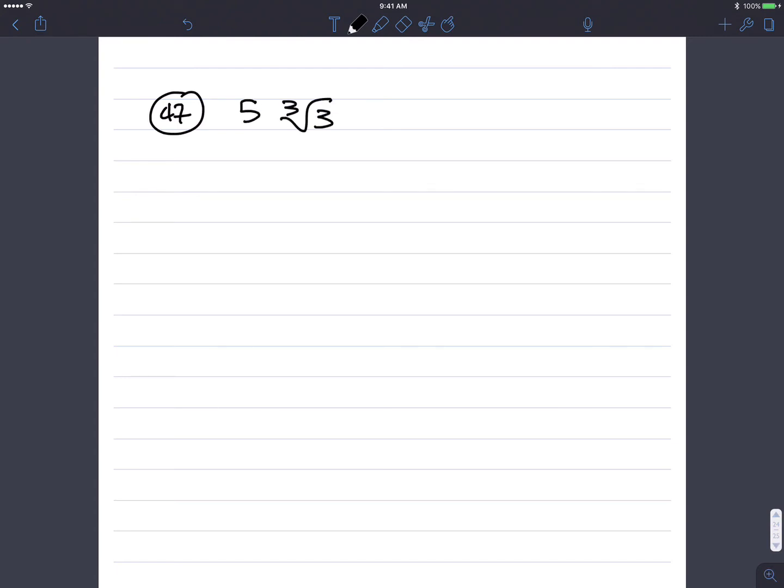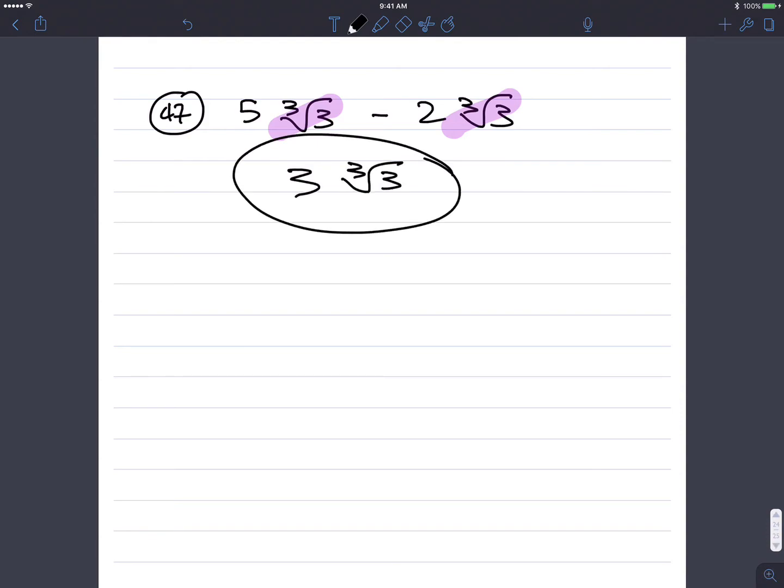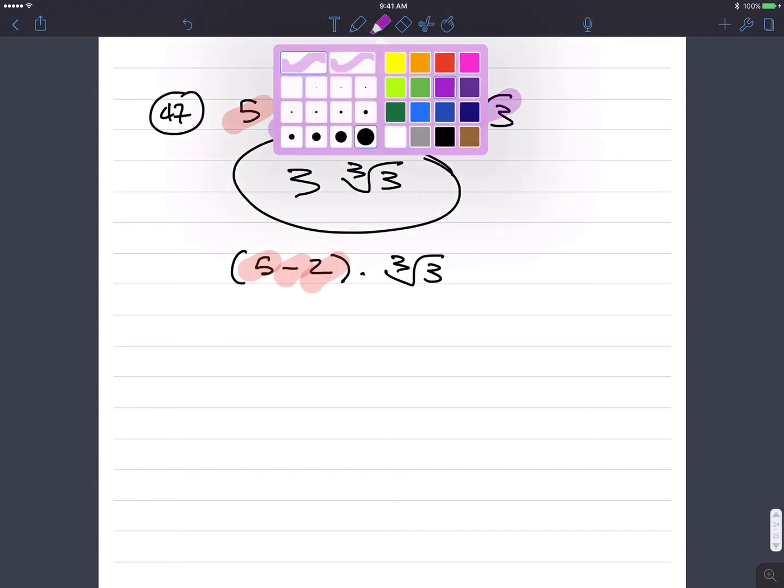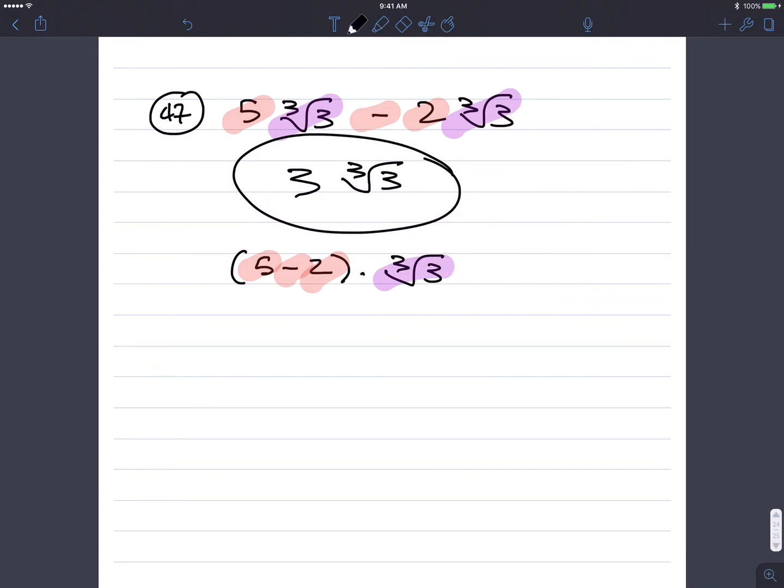Five times the cube root of 3 minus 2 times the cube root of 3. 5 apples minus 2 apples is going to give us 3 apples. And we're done. Notice by the distributive property, 5 minus 2 times the cube root of 3. Remember, 5 minus 2 is 3, and we're going to keep the term, which is cube root of 3. Again, final answer is 3 times the cube root of 3.